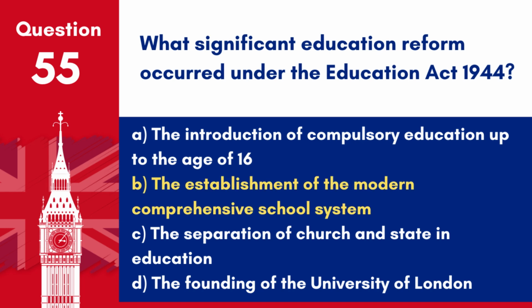Answer. B. The establishment of the modern comprehensive school system. The Education Act 1944, also known as the Butler Act, reformed the education system in Britain, establishing the modern comprehensive school system and raising the school-leaving age.